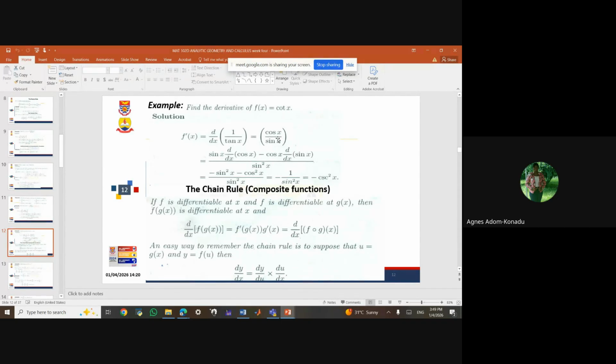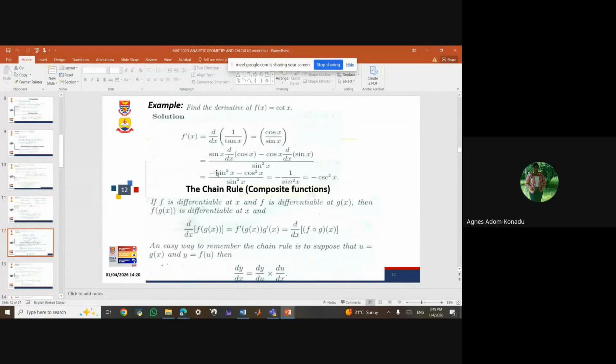Okay. So this one, I will use the quotient rule. So quotient rule, I have sine x, then I will differentiate cos x, minus cos x, then I'll differentiate sine x. Differential of cos x is negative sine x. So I have negative sine squared x minus, this will give me cos x times differential of sine x, which is cos x. So this will give me cos squared x. So I have negative sine squared x minus cos squared x, divided by sine squared x.